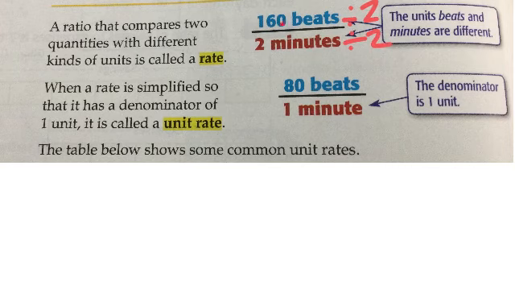So you see 160 divided by 2 is 80 beats. And then 2 minutes divided by 2 gives 1 minute. So we have 80 beats in 1 minute. That would be considered a unit rate. We're fixing to look at a table, and it's going to show some other common unit rates.